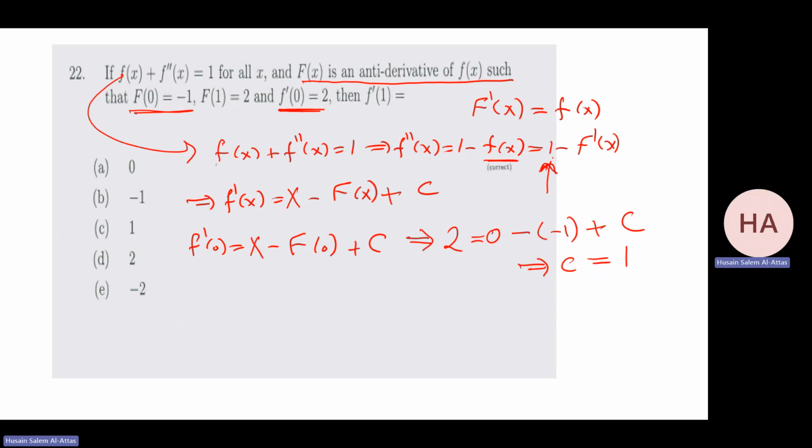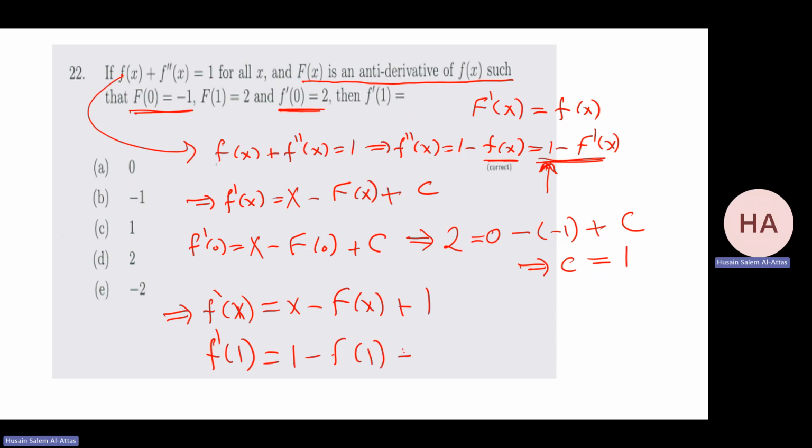Yeah, I need to integrate all of this. So the integral of 1 is x. That's it. Now I have f prime at x will be x minus capital F of x plus 1. What they want? F prime at 1 will be 1 minus capital F of 1 plus 1. That will be 2 minus 2, which is 0. So that's the answer. Yeah, it's a matter of calculation.